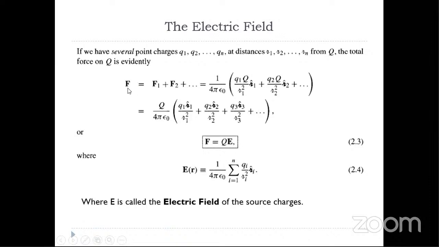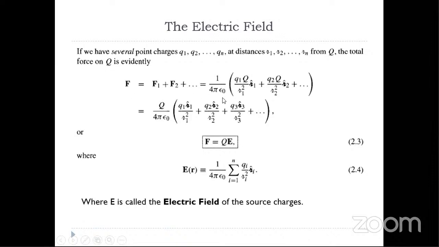The resultant force acting on a charge capital Q because of source charges Q1, Q2 up to Qn placed at various locations. What is R1 bar? It is the distance between Q1 and capital Q. What is R2 bar? It is the position vector of Q2 with respect to capital Q, and so on. So I will find F1, which is 1 upon 4 pi epsilon 0 Q1 into capital Q upon R1 square multiplied by R1 cap. This is the force F1 because of charge Q1 experienced by charge capital Q.